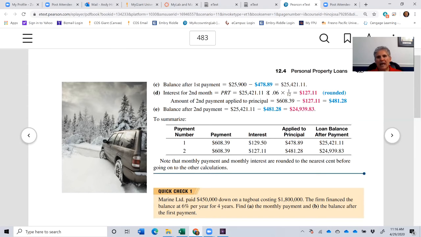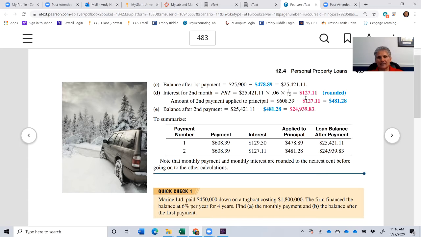We're going to multiply that times the same 6% times the same 1/12, that's 1 month. And now the interest has actually dropped for the second month. It's 127.11. That does make sense because the balance is lower now. There's less money that's being borrowed. The payment has been made. Now the interest is going down. So 127.11 is the interest.